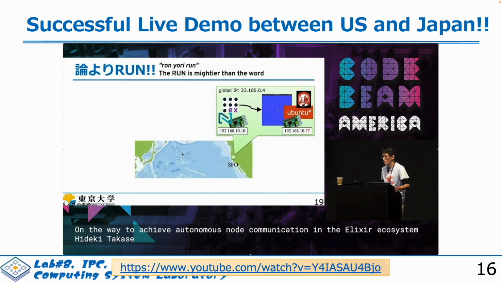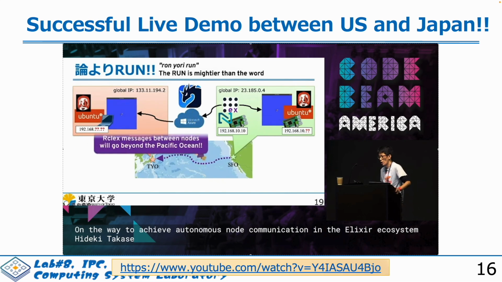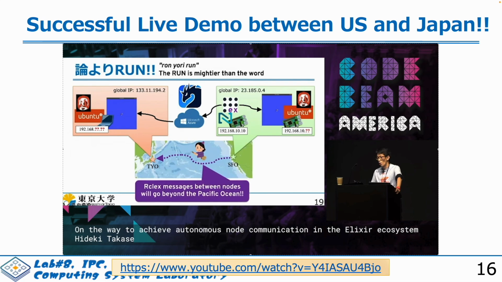And for the second demonstration, Zenoh is up for grabs. We have a Zenoh router running in a VM deployed on Azure. I will control the turtle nodes running in Japan by using the Zenoh DDS plugin. This means that RCLEX messages between nodes will go beyond the Pacific Ocean.